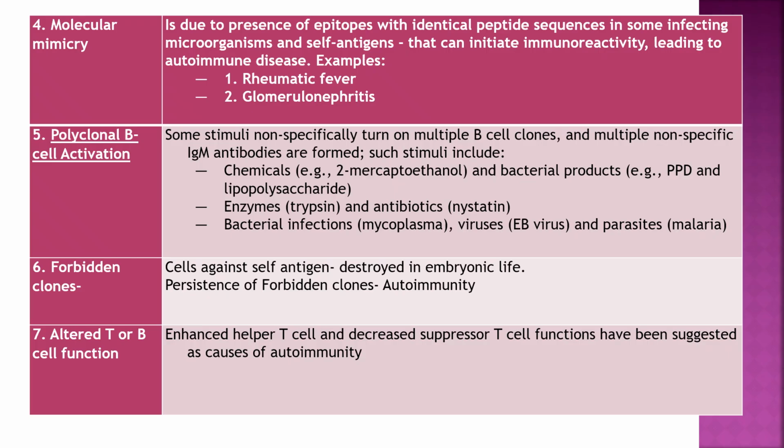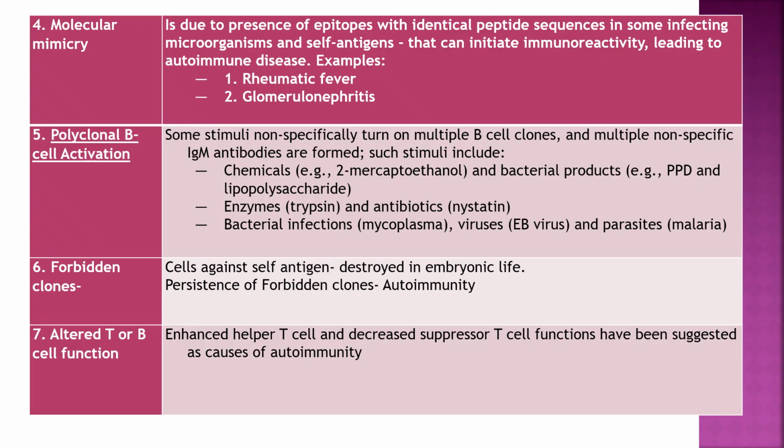Molecular mimicry is due to presence of epitopes with identical peptide sequences in some infecting microorganisms and self-antigen that can initiate immune reactivity leading to autoimmune disease. Example, rheumatic fever, glomerulonephritis. Polyclonal B cell activation.